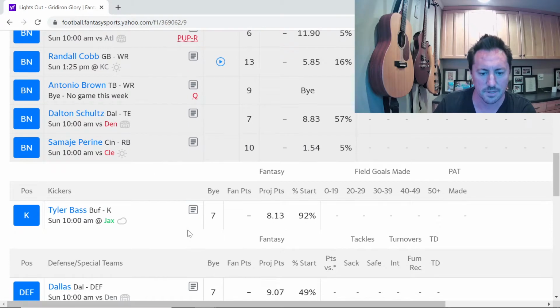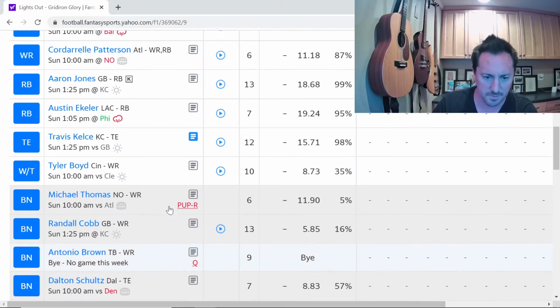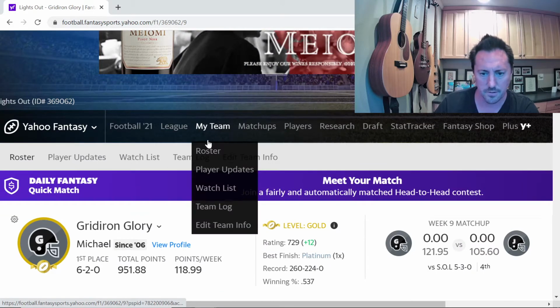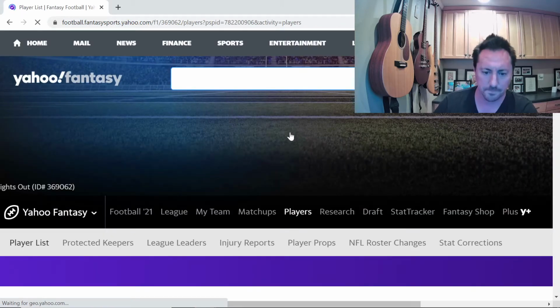So what I would do is look at my team and see, I also have two defenses, which I don't really need since they've both gone through their bye. But I think my need this week is going to be a backup running back because Eckler was out already. So what I'm going to do is go over in Yahoo here and click on players. And I'm just going to look at the week 8 players.